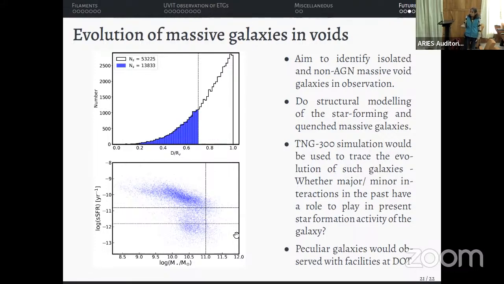And also, I am trying to find these counterparts in the TNG 300 simulation, with the aim to see where these galaxies are coming from, whether these galaxies are presently in the void but have come from some other large scale structure. And also the peculiar galaxies from this sample would be observed with DOT.